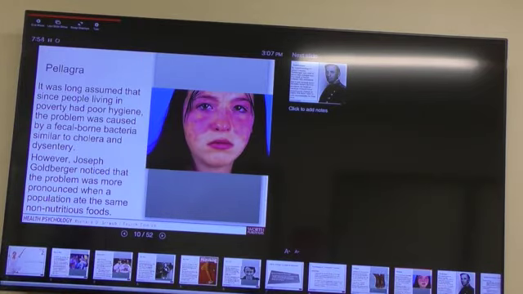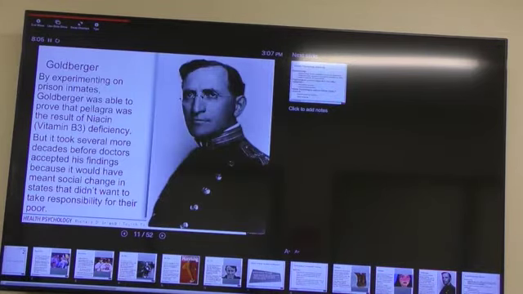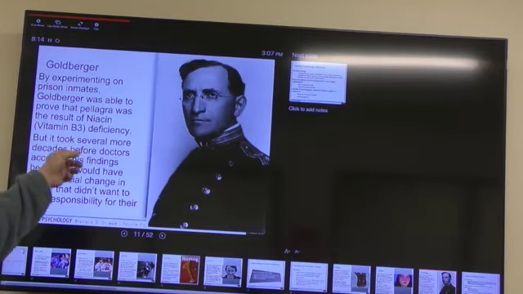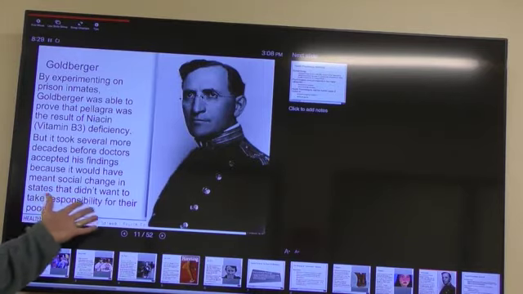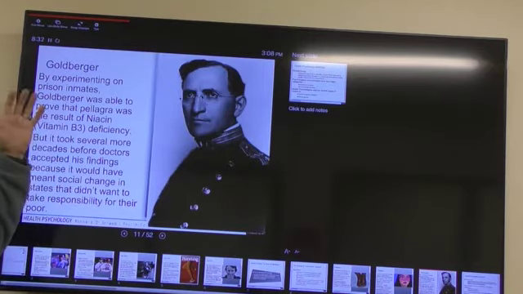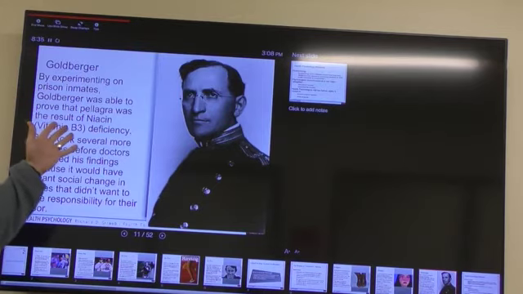But along comes Joseph Goldberger. He noticed that the problem was more pronounced when the population ate not very nutritious food. Maybe you're getting enough to eat, but it wasn't very nutritious food. By experimenting on prison inmates, Goldberger was able to prove that pellagra was the result of niacin deficiency. Niacin is vitamin B3. But it took several more decades before the doctors accepted his findings, because it would have meant social change in states that didn't want to take responsibility for their poor. In other words, it has to do with money again. He was right. It has to do with a vitamin B3 deficiency.